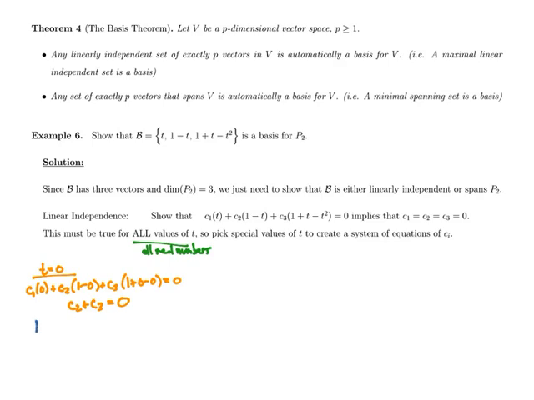Then we can pick t equals 1. Where does t equals 1 come from? That comes from that second term in that linear dependence relation. If I plug in t equals 1, that will get rid of that entire second term. So this will be c1 times 1 plus c2 times 1 minus 1, that's going to go away, and c3 times 1 plus 1 minus 1 equals 0, and that will give us c1 plus c3 equals 0.